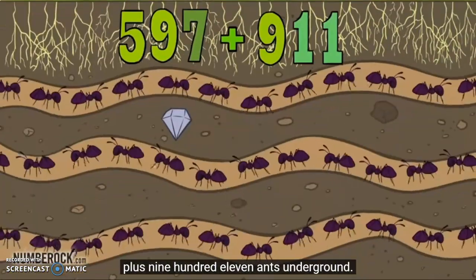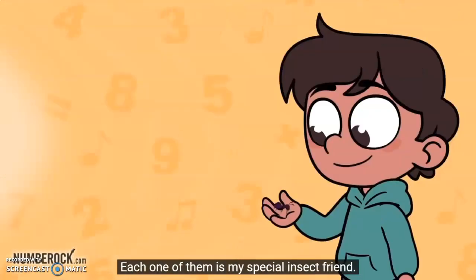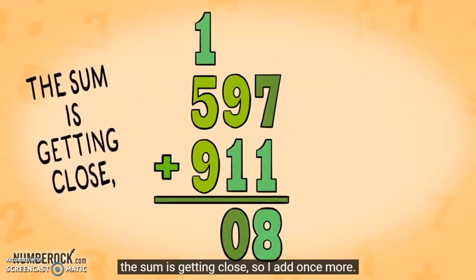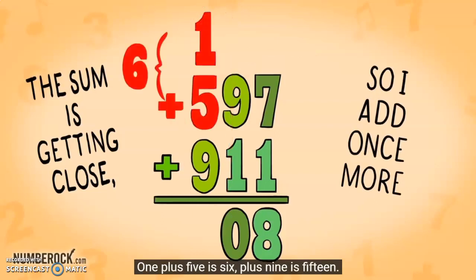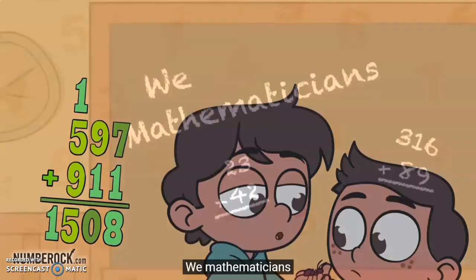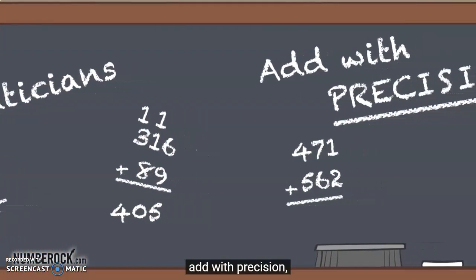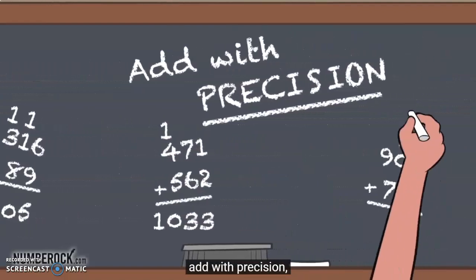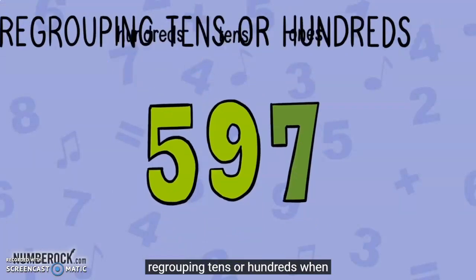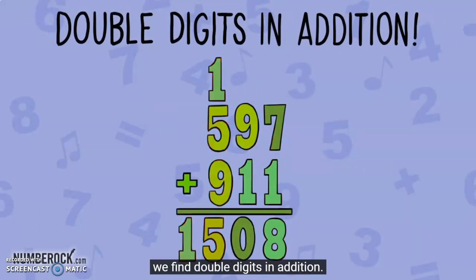597 ants above ground, 511 ants underground. 7 plus 1 is 8, 9 plus 1 is 10. One of them is my special insect friend. Some is getting close, so I add one more. 1 plus 5 is 6, so 5 is 15. My little brother thinks it's a good source of protein. We mathematicians add with precision, regrouping tens or hundreds when we find the 4-digit addition.